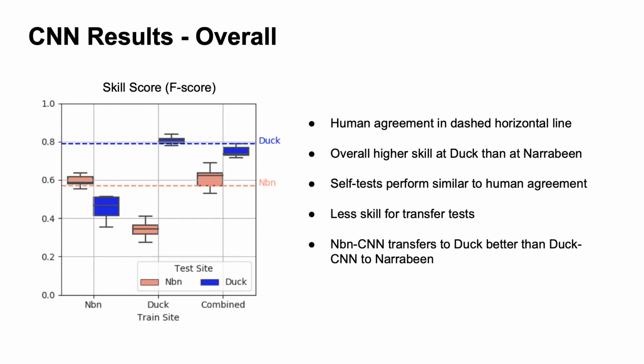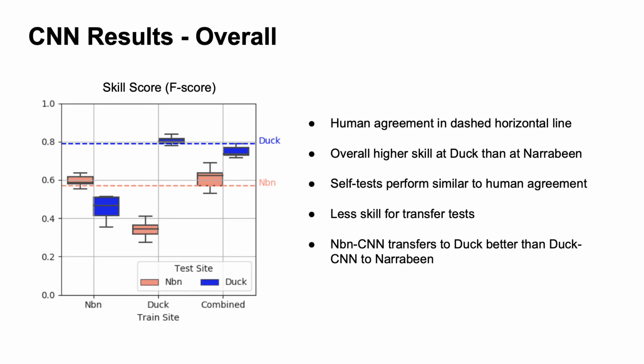The first thing we can see is that higher skill scores were reached at Duck than at Narrabeen for both the CNN and the co-author agreement. And that implies that beach state is more obvious at Duck than at Narrabeen, meaning the beach state labeling was more easily made at Duck than at Narrabeen. The next thing that we can see is that for the self-tests, so the Narrabeen CNN tested at Narrabeen and the Duck CNN tested at Duck, the CNNs reach a skill that's comparable to the human agreement. We can't say the same thing about the transfer tests.